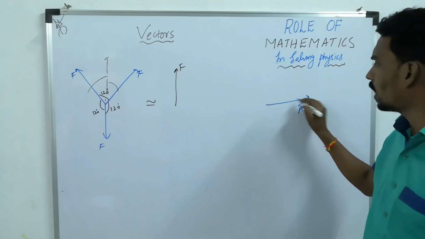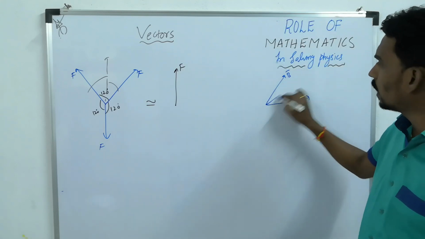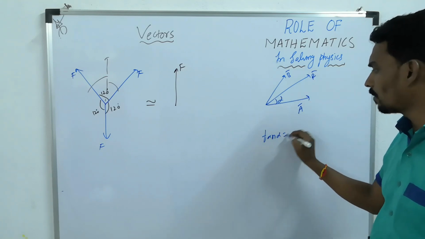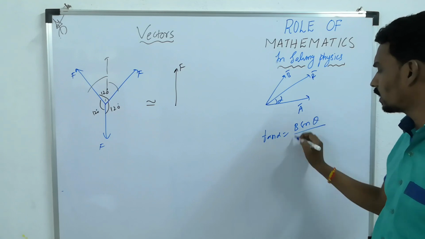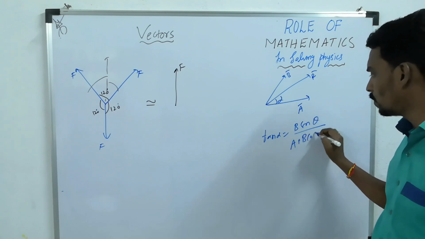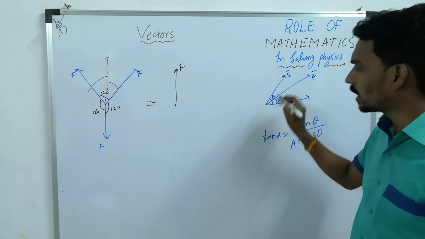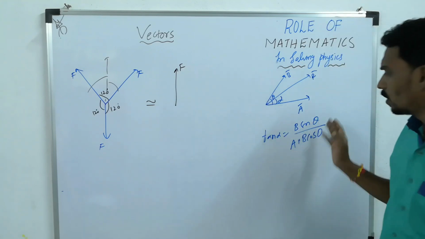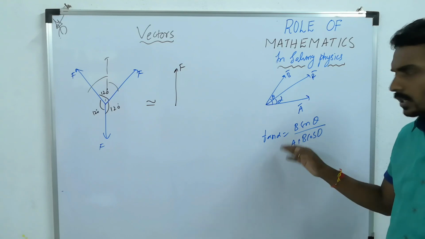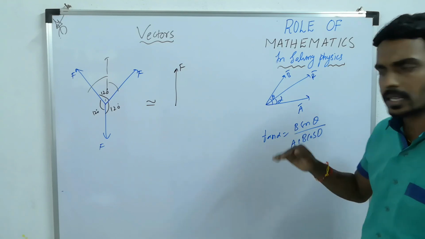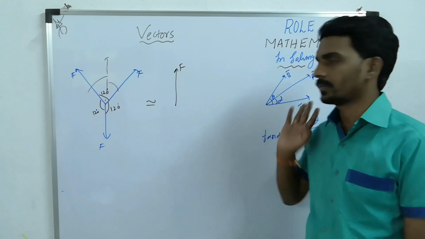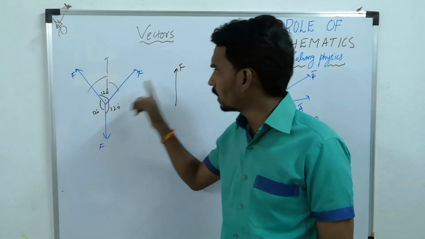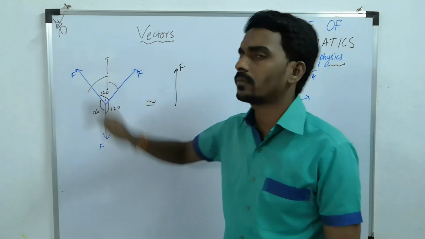Like if this is A bar and this is B bar and this is R bar, it makes an angle alpha. Then tan alpha equals B sin theta by A plus B cos theta, where theta is the angle between A bar and B bar. But here A equals B, so if you substitute, you will get alpha exactly theta by 2. So the resultant is in between, and as theta is 120, the resultant is equal to either of them.